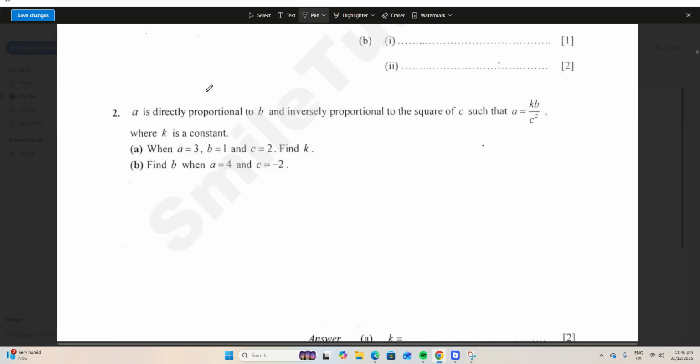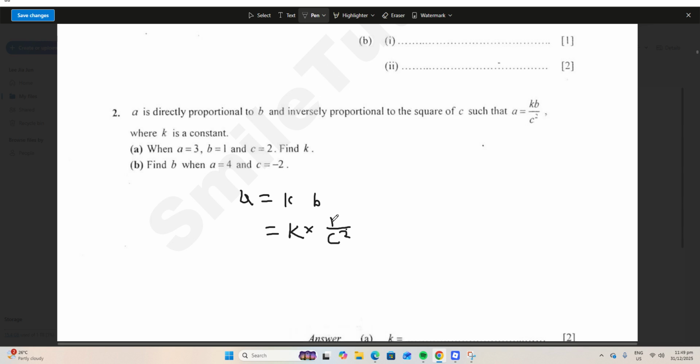Let's take a look at this question. We need some time to go through it. A is directly proportional to b, so in other words, I can write a is proportional to b, equals k times b. Inversely proportional to the square of c, so in other words, it's equal to k times 1 over c squared, such that this a equals to this.